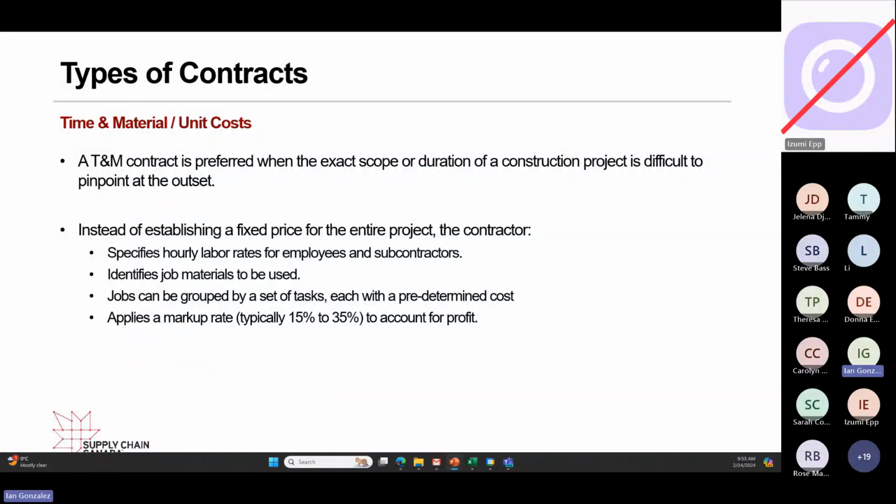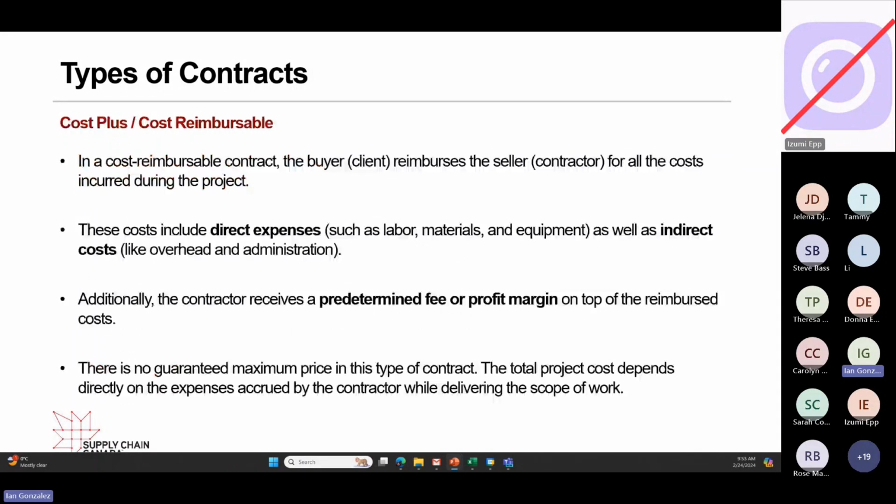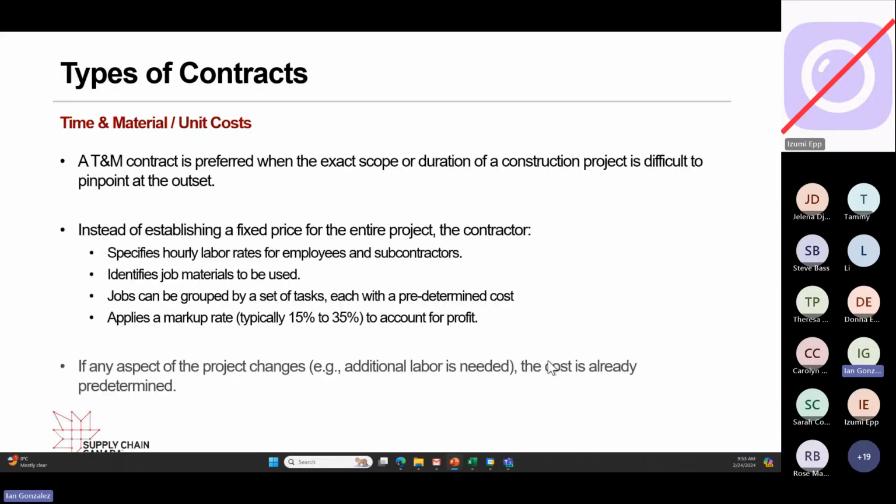And there is a markup, typically 15 to 35%, to account for profit for these jobs or rates and materials. Okay, so it's built into the expenses accrued. It's not billed separately, unlike cost reimbursable, where there's a separate fee or profit margin. Okay, this one, T&M, it's baked into the rates. And if any aspect of the project changes, the cost is already predetermined.